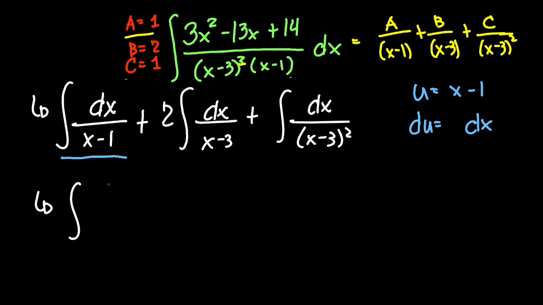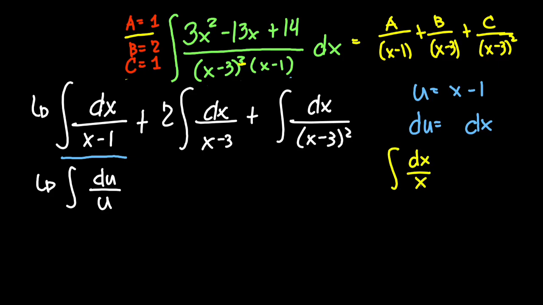So this should be the integral of du, because we substitute dx equal to du, over x minus 1, which is u. So the integral of du over u. So why did we put it in that form? Because of this logarithmic formula for integrals. Know that the integral of dx over x is equal to the natural log of the absolute value of x plus c. So it is the same as this but just a different variable.